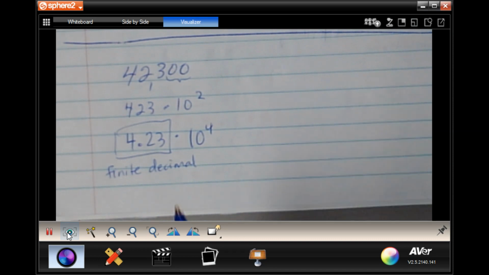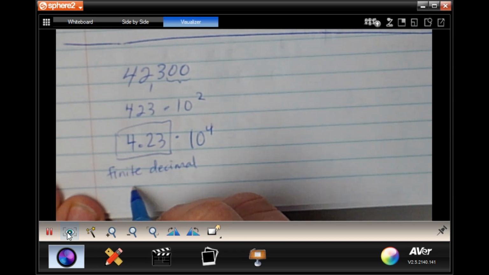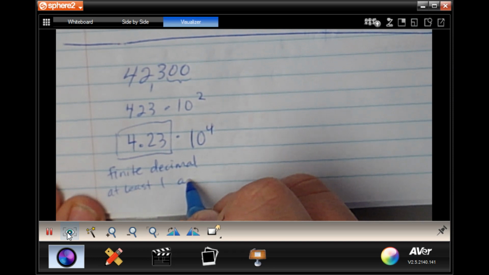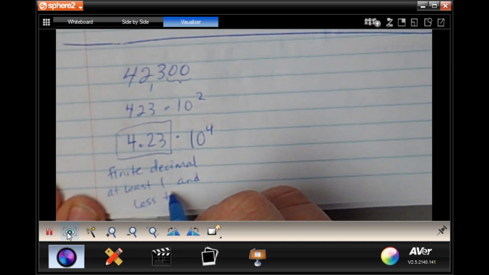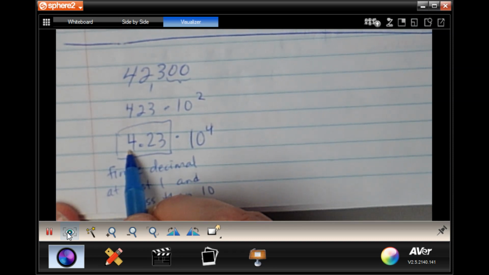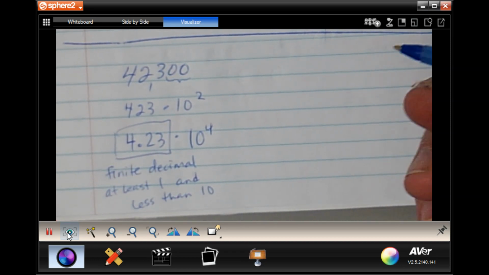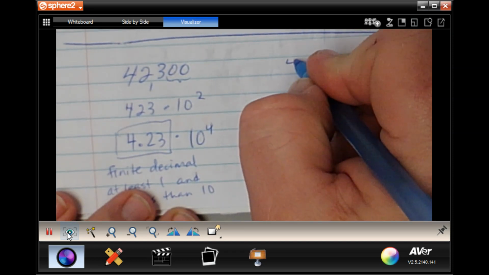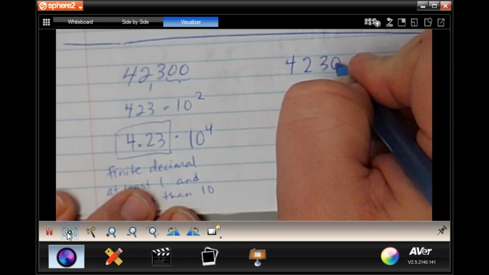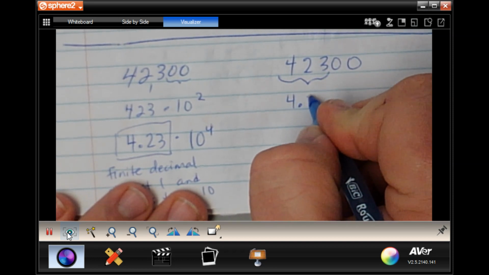What we're after with this is having the understanding that a finite decimal has to have a value that is at least 1 and less than 10. So a good rule of thumb is to think that my number right here that comes before the decimal is having a value that's between 1 and 9, right? So I only see a single digit that's not 0. Now the rest of it, what I'm thinking about is this, the 42,300. What we get from that is this becomes the finite decimal, 4 and 23 hundredths.